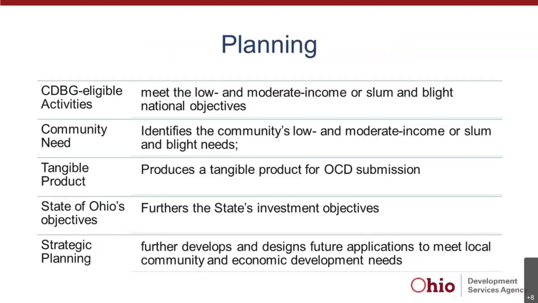Planning activities must be CDBG eligible and meet the low and moderate income or slum and blight national objectives. Projects must identify the community's low and moderate income or slum and blight needs. Planning dollars must produce a tangible project for submission to OCD, further the state's investment objectives, and be used to further develop and design future applications to meet local community and economic development needs.